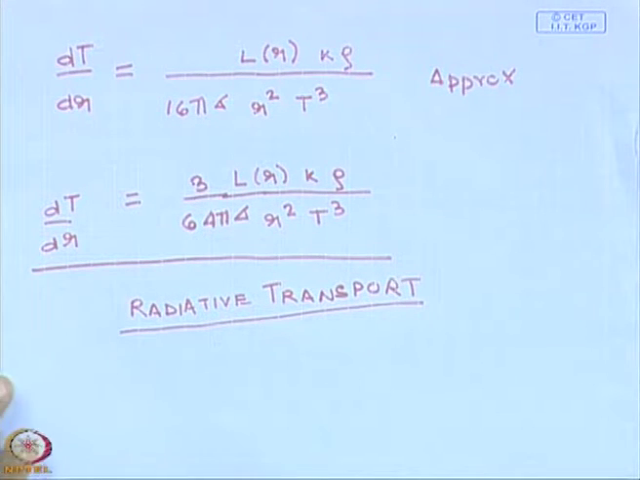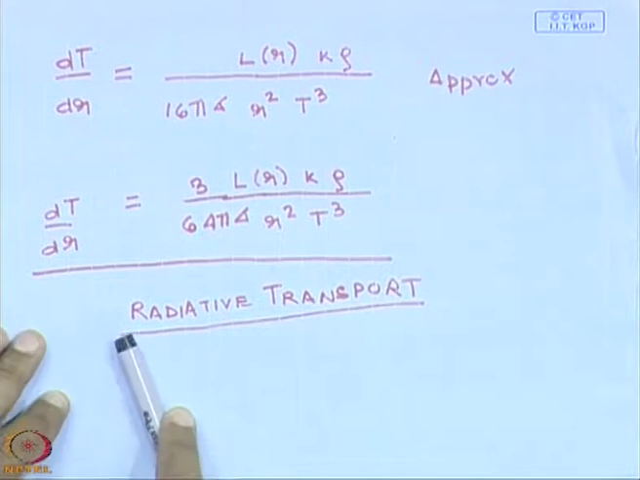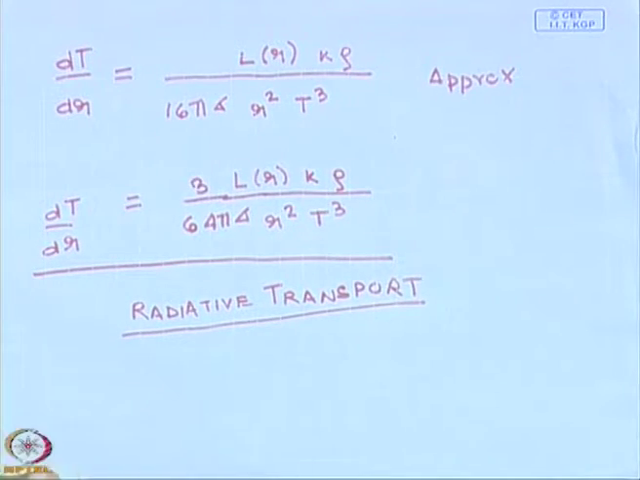Now, this is only one of the possible energy transport mechanisms, where the energy is transported through radiation propagating outwards. There is another possible energy transport mechanism, which is convection. So, let me now take up for discussion convective energy transport.